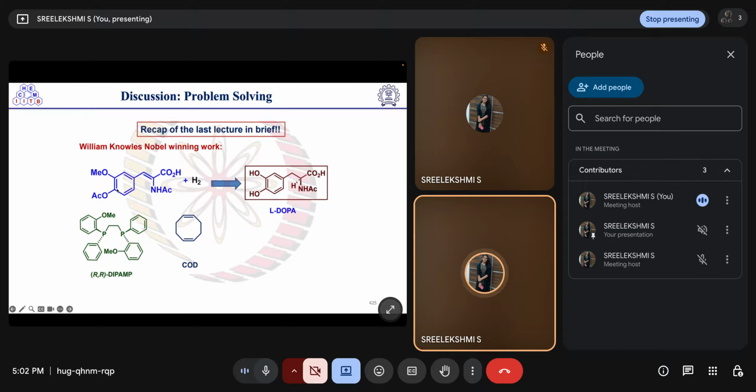So in the last lecture, we discussed asymmetric hydrogenation. One of that was Knowles' Nobel-winning work, using this type of chiral compounds, that is R,R-DIPAMP and this COD. We can hydrogenate different compounds. For example, this compound to give this one, which is L-DOPA, a medicinally important compound.